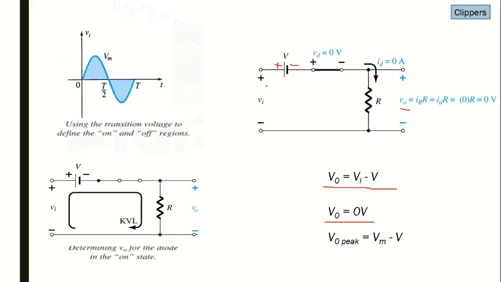So let V is equal to 6 volts and Vi is equal to 7 volts. So 7 volt will be applied here minus drop, so output will be 1 volt. Just put the values here in this equation. Vi is equal to 7 and V is equal to 6, so output will be 1 volt. We will get a signal of 1 volt here.